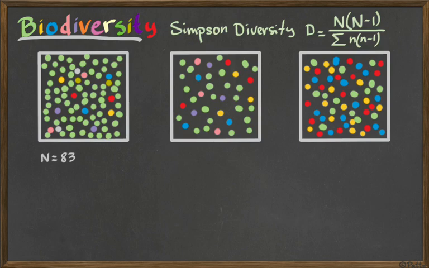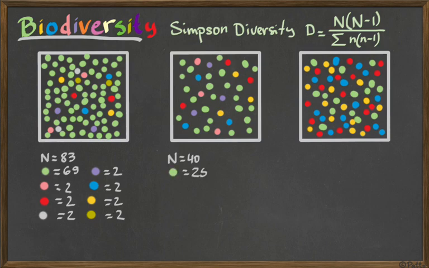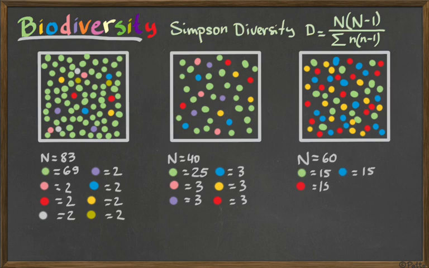In the left box here, we have 83 balls. 69 are green, 2 are purple, and we have 2 of all the other ones. Okay, these are the numbers that we have. In the middle one, we have 40 individuals, with 25 of the green and 3 of each of the other ones. And in the right one, we have 60 individuals, with only 15 of each. So yes, it looks like it's more even. But how do we transform that into a number? We use the formula above.